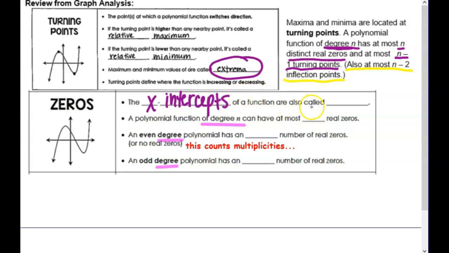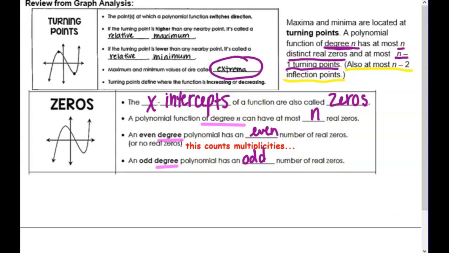how do we find them on our calculator? What's the feature we use? Zeros. Called zeros. Okay, a polynomial function of degree n can have at most n real zeros. An even degree polynomial has an even number of real zeros. This kind of confused me because that includes the multiplicities, and we'll talk about multiplicities in a minute. An odd degree polynomial can have an odd number of real zeros.